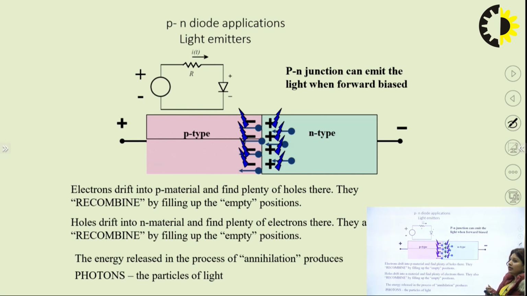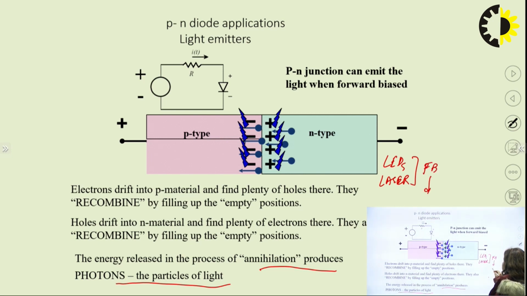So whenever there is a recombination process, there will be a generation, or emission, of light. And whenever there is a breaking of bonds, separating holes and electrons from the already recombined structures, there will be a transmission of electrical energy or an electrical signal. The energy released in the process of annihilation produces photons, the particles of light, which I have discussed. So LEDs and lasers work in forward bias and create light.